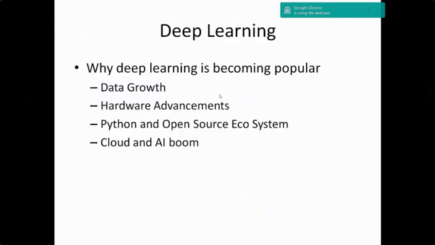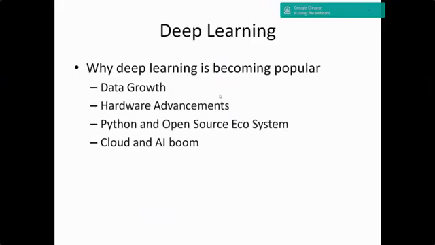Then we discussed why there is so much buzz about deep learning and neural networks. The reason is the growth of data. Compared to 5 years ago, there is now a lot of data coming from human beings, and machines are also generating data.